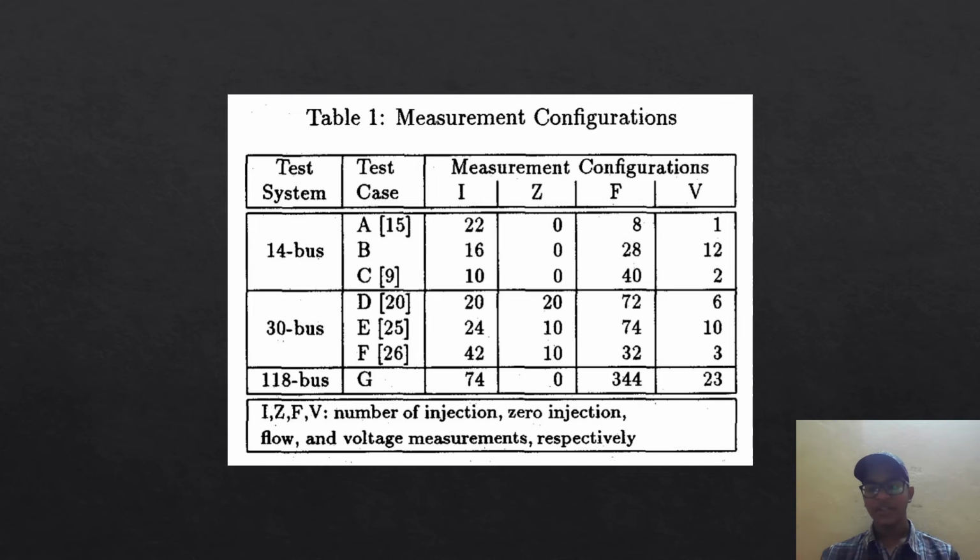The measurement configurations used in the sample of results shown in this section are summarized in Table 1. In the configurations, the active and reactive measurements of flows and injections always appear in pairs. Most of these configurations have been used before to test other methodologies, as referenced in the test case column of Table 1.